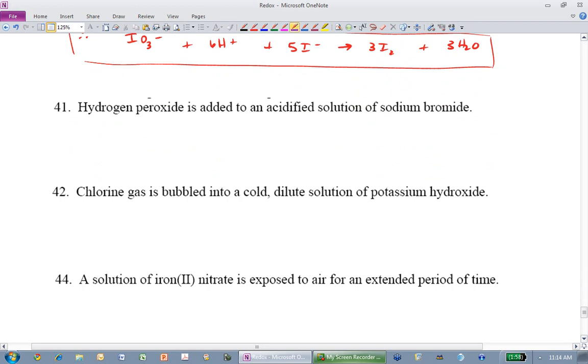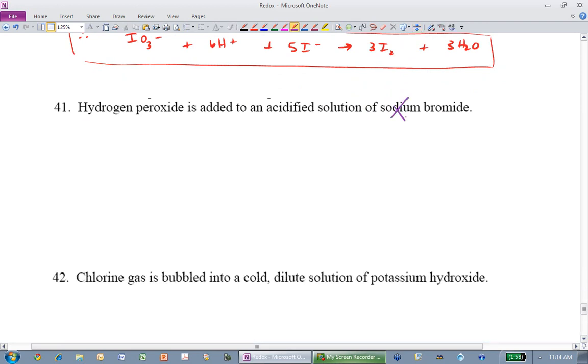Hydrogen peroxide is added to an acidified solution of sodium bromide. So got to figure that as a spectator, but you got to also figure it's going to make bromine. So that's easy. So H2O2 is going to go to water. My oxidation half is bromide. It's going to go to bromine.